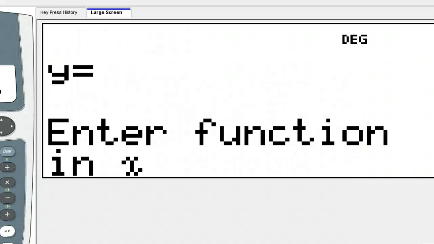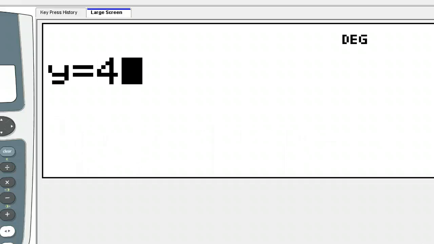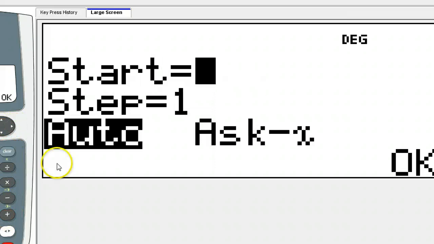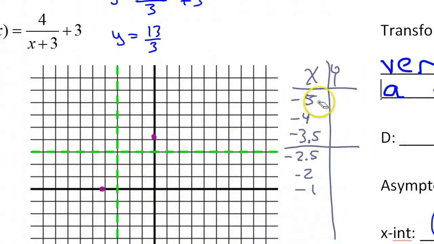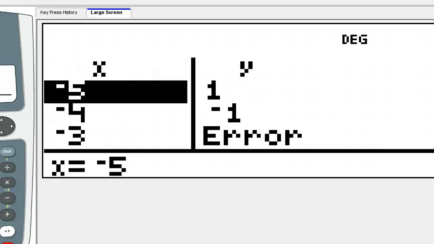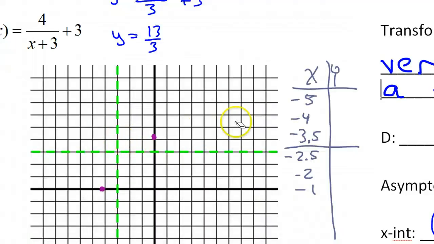All right, so you hit your table button, and so we have 4 over x plus 3, plus 3. Let's take a look at what we got. Now, I want to start off at negative 5, so I'm just going to tell it negative 5, please. So at negative 5, it's 1. At negative 4, we have negative 1.